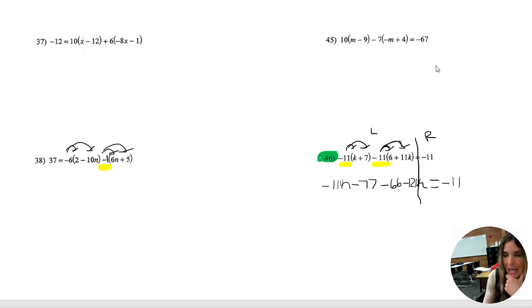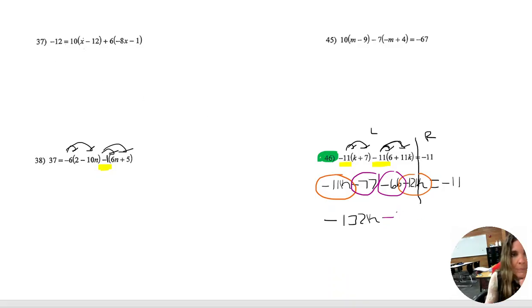Okay, so now after I've distributed, I want to combine any like terms that I have, because I have to simplify everything I can before I solve. So this negative 11k is going to combine with this negative 121k, and that is going to give me negative 132k. And then I also have this negative 77 that I'm going to combine with this negative 66, which gives me negative 143. That is equal to negative 11.